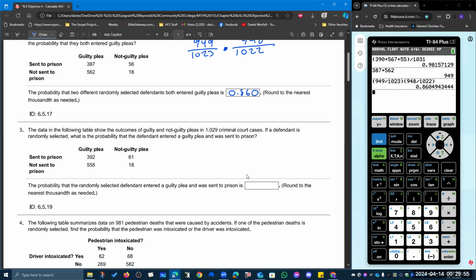Similar setup here. If a defendant is randomly selected, what is the probability that the defendant entered a guilty plea and was sent to prison? So that's going to be 392 over 1029. 392 divided by 1029. I want the intersection of that row and that column, and that's 0.381.